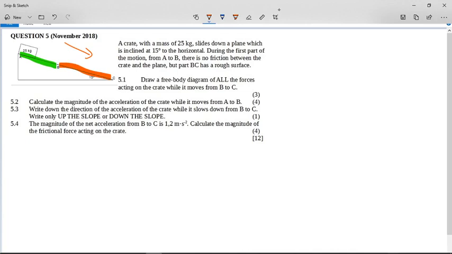It says, draw a free body diagram of all the forces acting on the crate while it moves from B to C. Now, B to C is this part here where there is friction, okay? So the crate is shown at the top of the slope, but we are actually going to look as it's on the friction part of the slope.